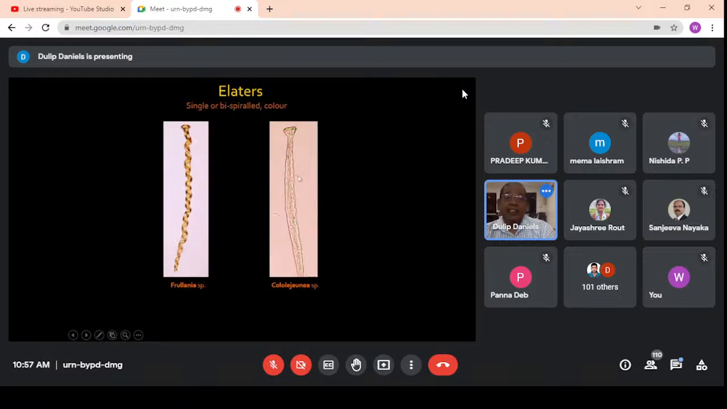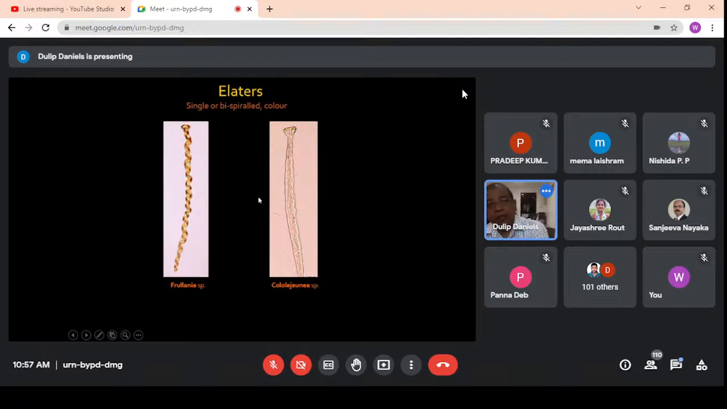Elaters, like the peristome teeth that you saw on the moss capsule mouth, also help in the dispersal of the spores. But you could see there is a thickening here, but this doesn't. That's a variation.